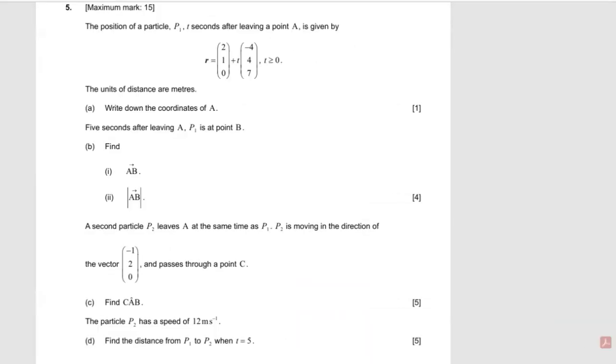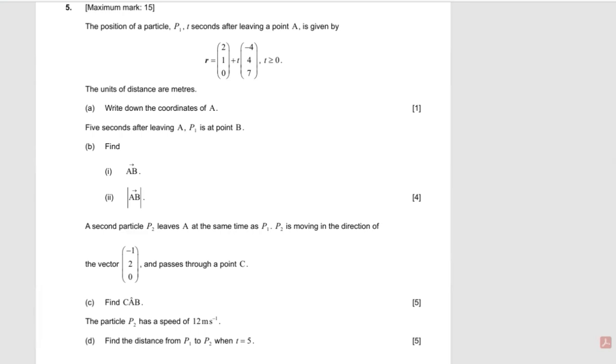Question 5, it's a 15-mark question. The position of a particle P1, t seconds after leaving a point A, is given by R equals (2, 1, 0) plus t times (-4, 4, 7). This is a vector equation of a line. So you know that this is the fixed point and that's the directional vector. All right, the units of the distance are meters.